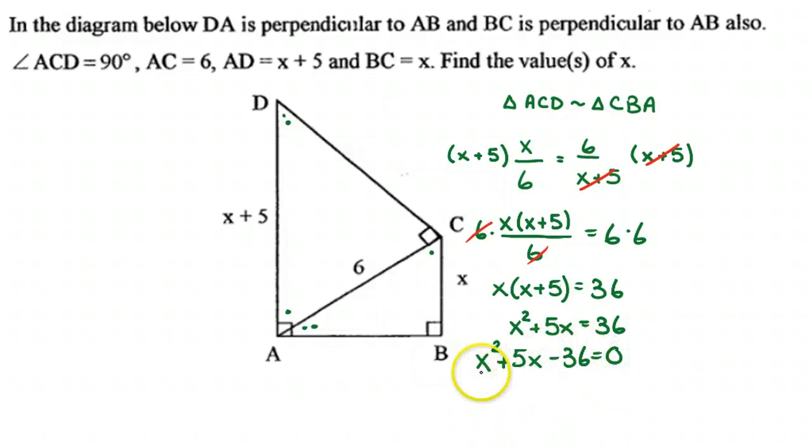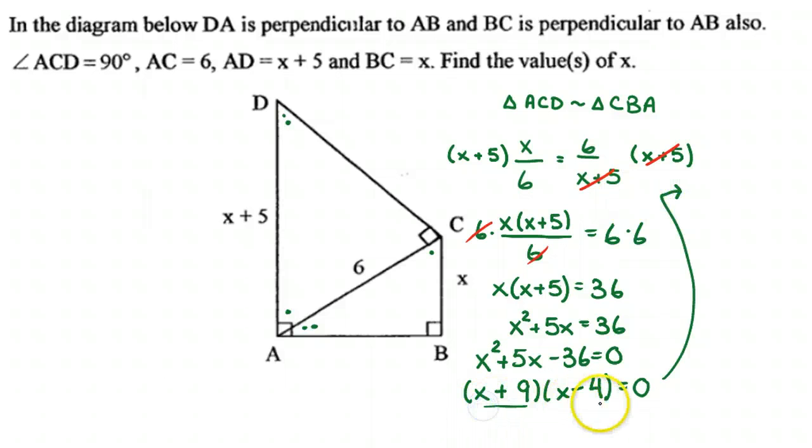I can factor this. I need two numbers that multiply to minus 36 but give me 5. So I know it's going to be x and x here, and my numbers are 9 and 4. The question is which is positive and which is negative. Since x here is positive, this is going to be plus 9 minus 4. Now we have to look at each of these brackets. So x could equal negative 9 and x could equal 4.